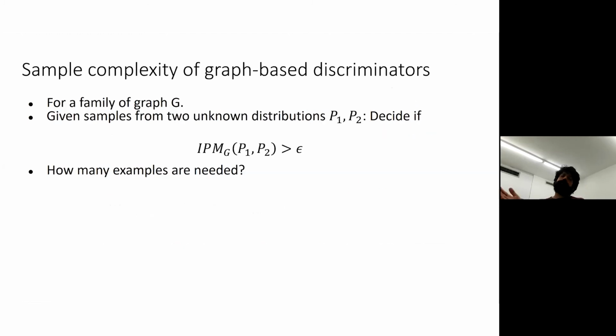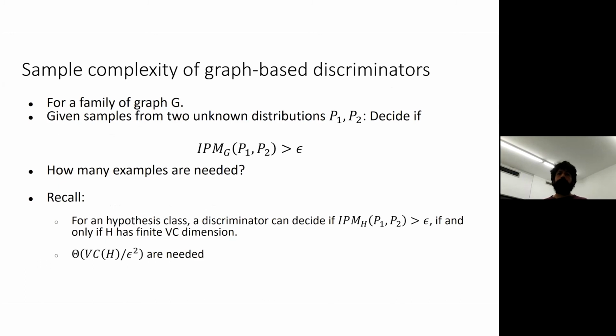So now we go to the second question, of sample complexity. Given a family of graphs, how many samples do I need if I want to do the distinction? So remember, for a hypothesis class, you can do the discrimination if you have VC over epsilon squared.